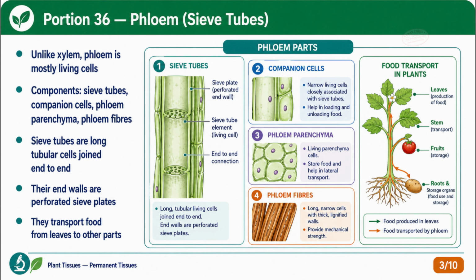Phloem, sieve tubes. Unlike xylem, phloem is mostly living cells. It consists of sieve tubes, companion cells, phloem parenchyma, and phloem fibers. Long, tubular cells joined end-to-end by perforated walls form sieve tubes, which transport food from leaves to other parts.